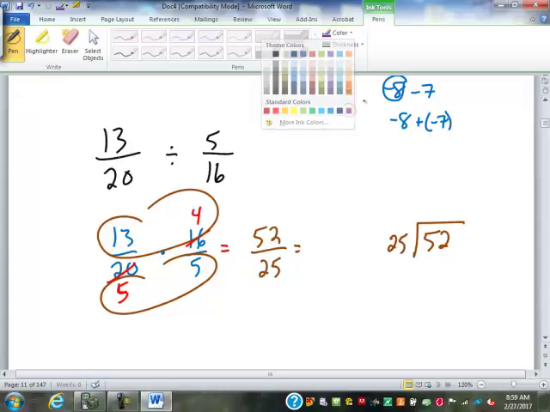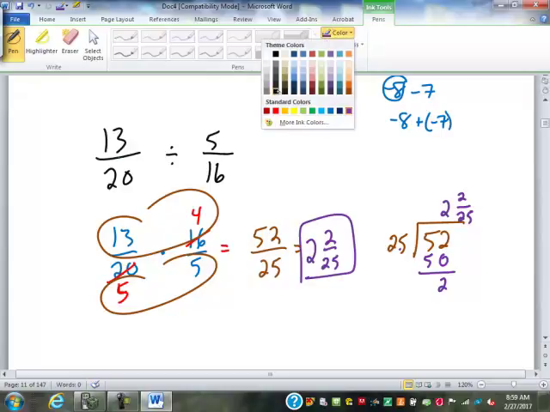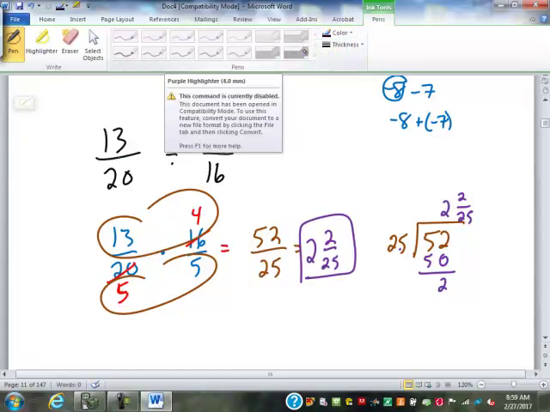I can convert that now. There's no variables here, so I can convert this into a mixed number. 25 goes into 52 twice. 2 times 25 is 50. And there's 2 left over. So that is 2 and 2/25. These are my results. Any questions?